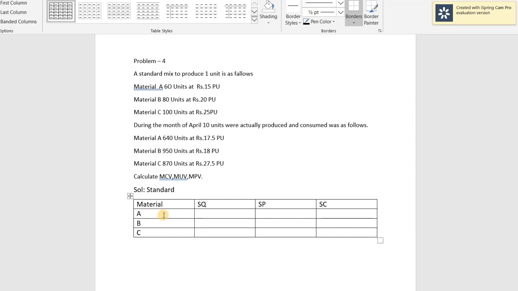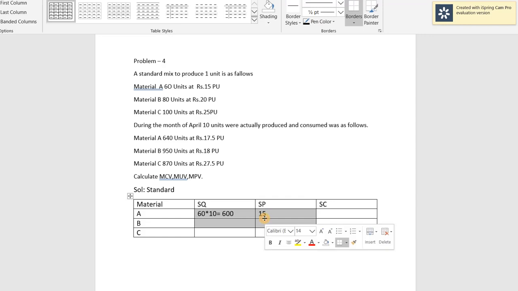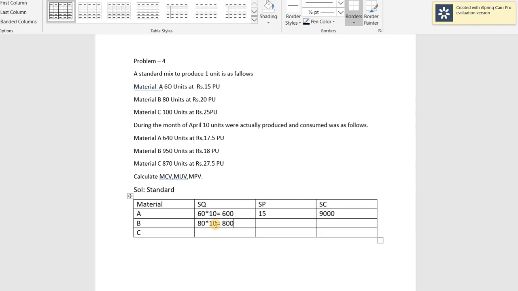When it comes to standard quantity, here 60 units at rupees 15 per unit. 60 units into what is the actual units produced in the month of April, that is 10 units. 60 into 10 is equal to 600 of material A. Standard price is 15 per unit. Standard cost, 600 into 15, it will come to 9,000.